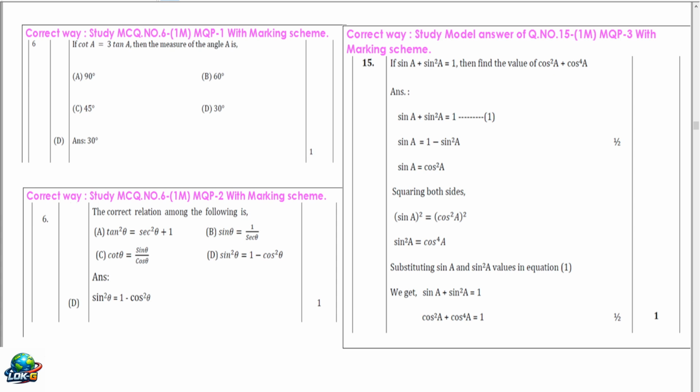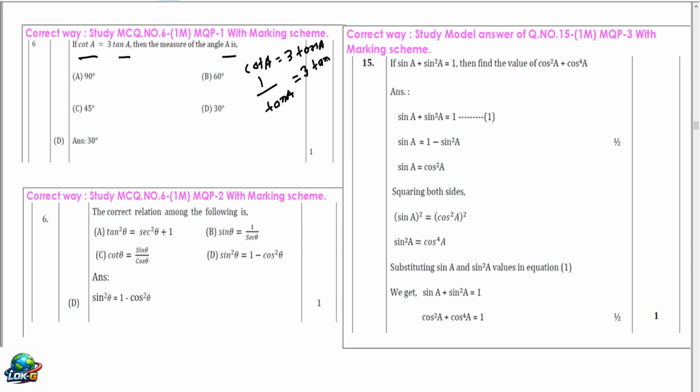Okay. Multiple choice questions. If cot A is equal to 3 tan A, then find the angle A. Observe here. What you are given is cot A is equal to 3 tan A. Do you agree with me? You can write cot A as 1 by tan A. Do you agree with me? Because cot A is the reciprocal of tan A.